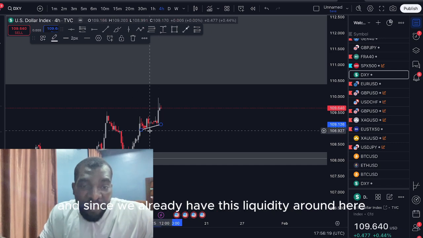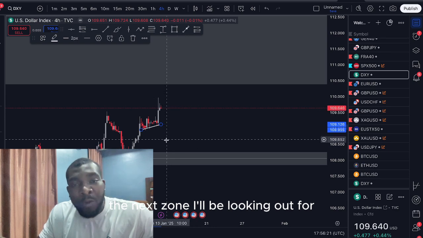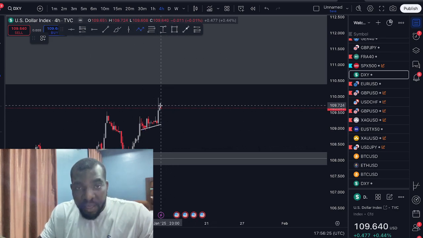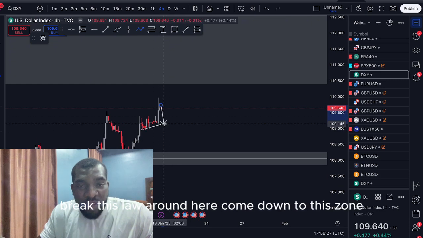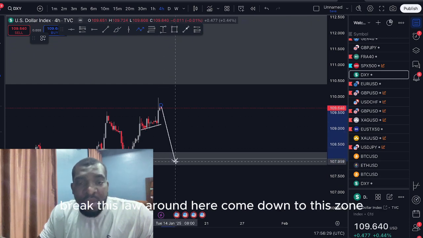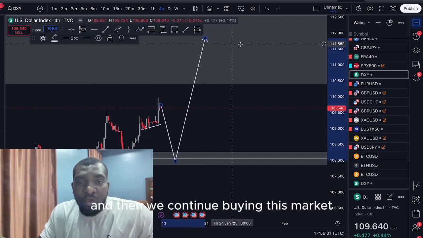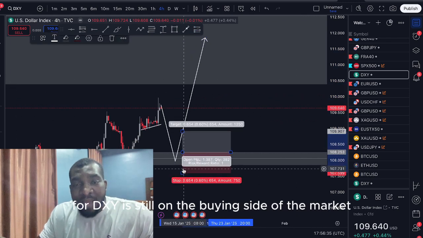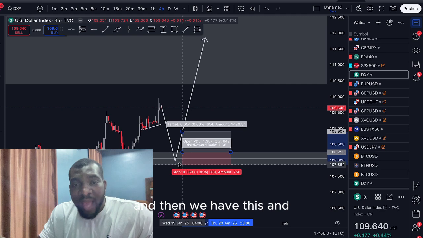And since we already have this liquidity around here, the next zone I'll be looking out for is for price to come down to this zone here, break this low around here, come down to this zone, give us our entry, and then we continue buying this market. So my analysis for DXY is still on the buying side of the market.